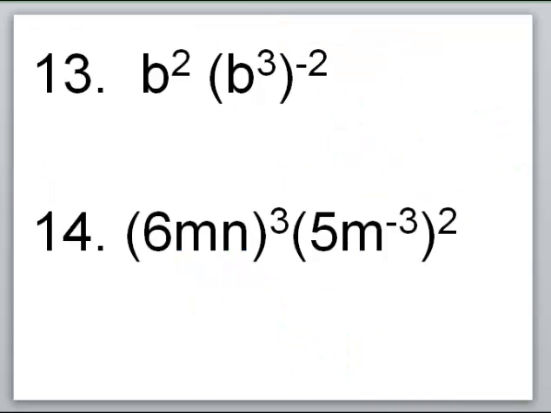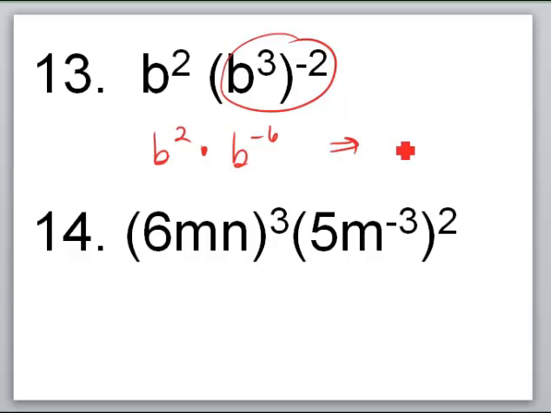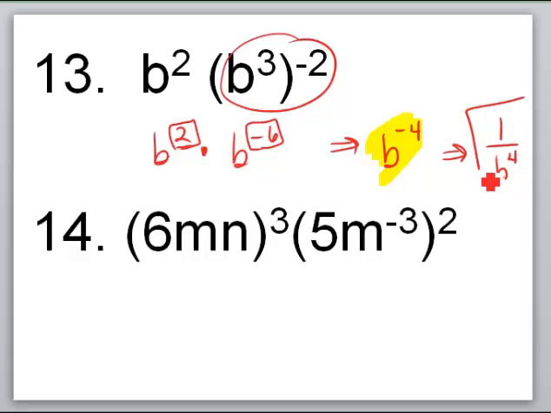Next problem, we have some parentheses here. This is the part that's in parentheses, so I've got b squared times b to the 3 times negative 2 is negative 6. Now I have the same base, so I keep my base and I add those together. So 2 and negative 6, 2 plus negative 6 is negative 4. Highlighting this because it's not happy, there are no negative exponents in our answers, so we'll move this to the bottom of the fraction and we'll put a 1 on top.